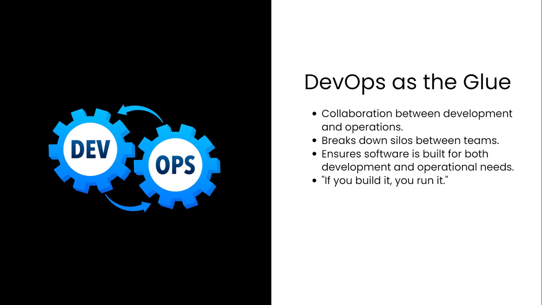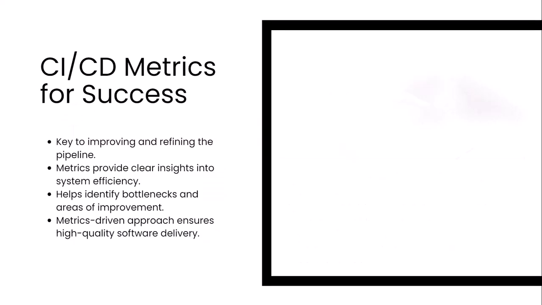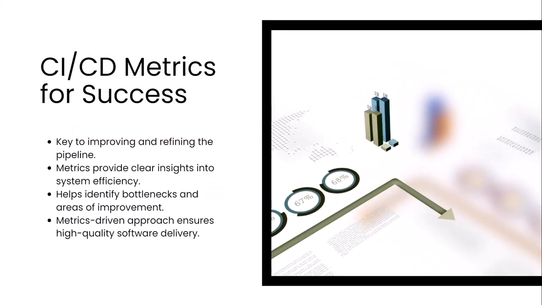This means the development team is not only responsible for writing the code, but also for making sure it works smoothly in production. Developers and operations work together from the start, ensuring that software is built with both development and operational needs in mind. This integration of development and operations speeds up the entire process. Instead of waiting for handoffs between teams, everyone works together in a more seamless, collaborative way. This reduces delays, prevents miscommunication, and ensures that both teams are on the same page when it comes to managing and deploying software.